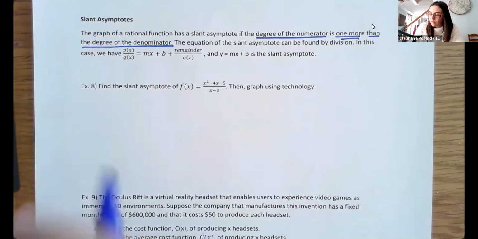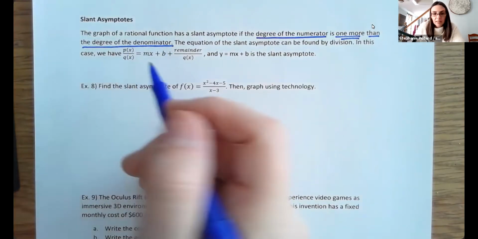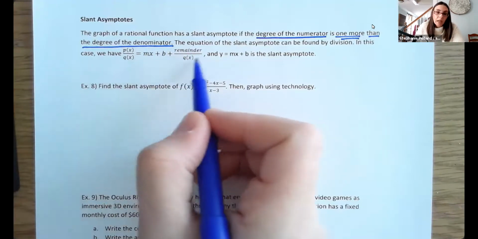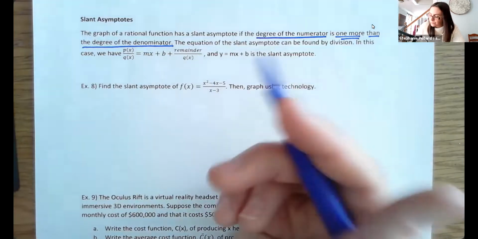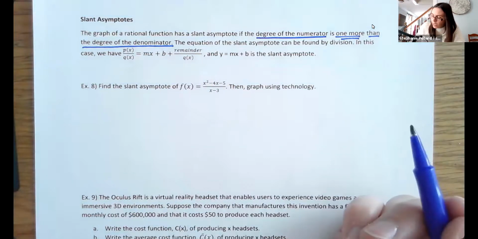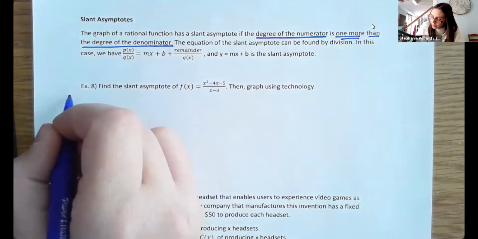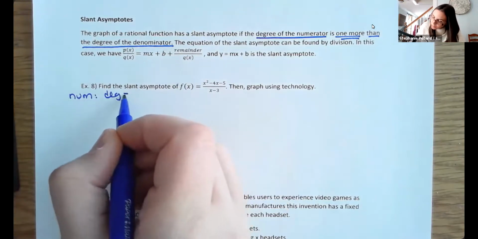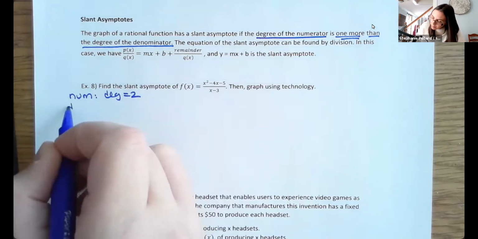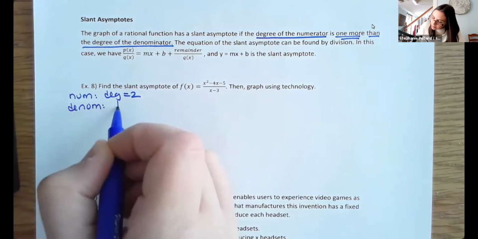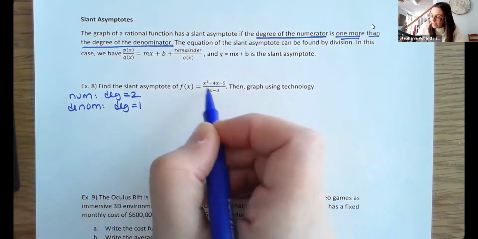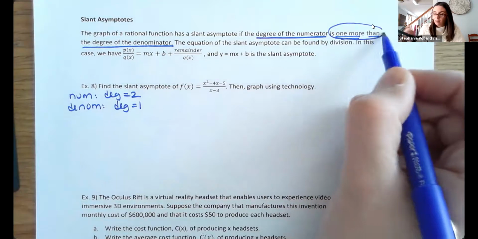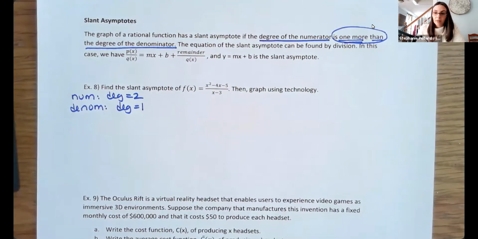So what happens is when you divide, you end up with some piece that is a linear equation, and then you have your remainder. If your remainder is 0, then that's fine too. So let's go ahead and test it out. Notice how my numerator has degree equal to 2, and my denominator has degree equal to 1. So the degree of the numerator is 1 more than the degree of the denominator.